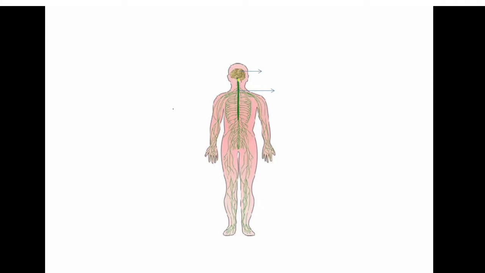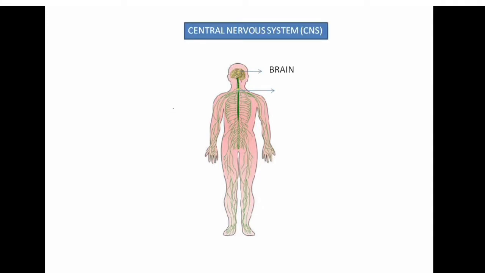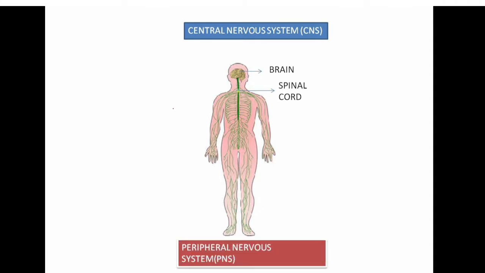In the last class, we have seen that there are two types of nervous system. One is the central nervous system and the other one is the peripheral nervous system, right? The central nervous system comprises the brain and the spinal cord, and the peripheral nervous system comprises the nerves. As you can see in the image here, these form the parts of the peripheral nervous system.